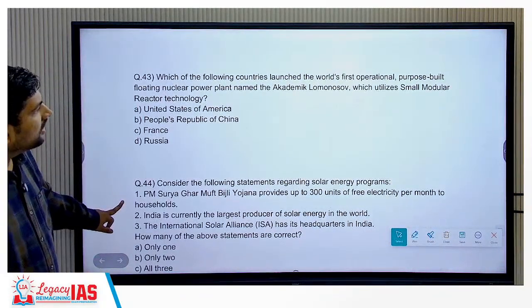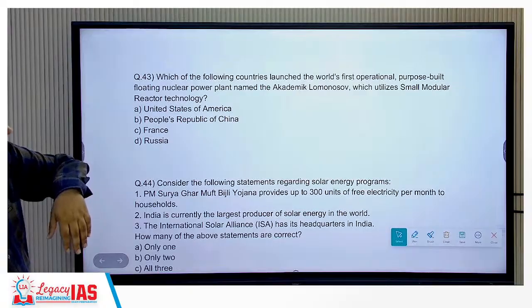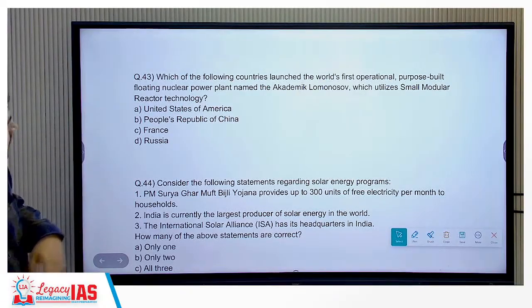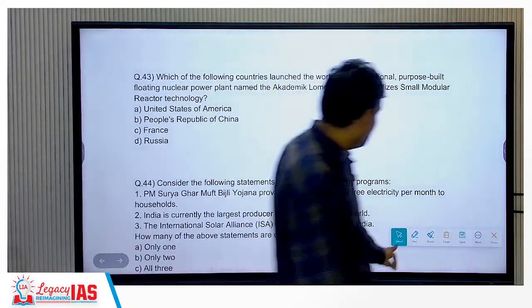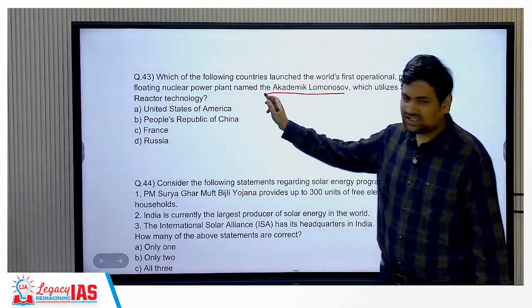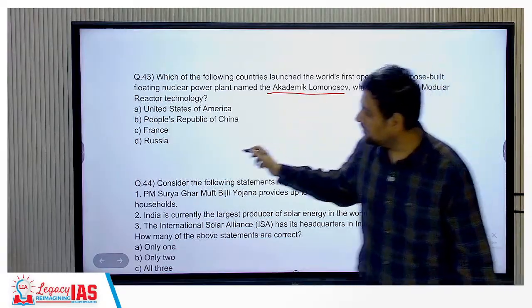Then, which of the following countries launched the world's first operational purpose-built floating nuclear power plant, named Akademik Lomonosov? Okay, who would be making this? By the name only, you can understand this is Russia.